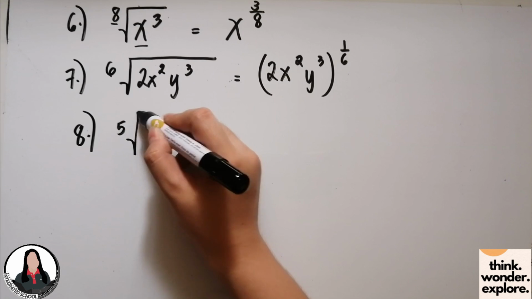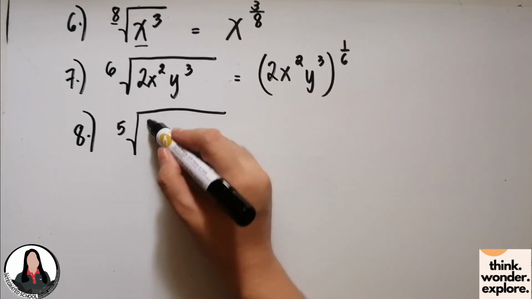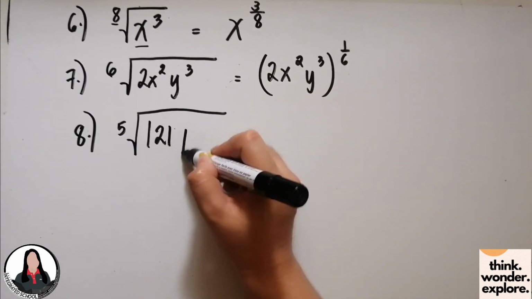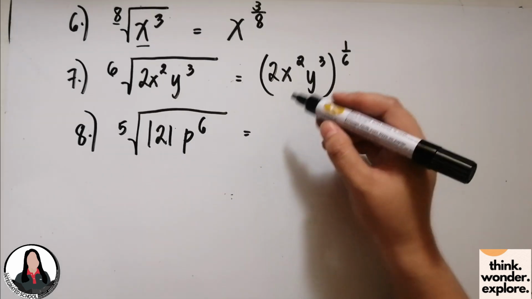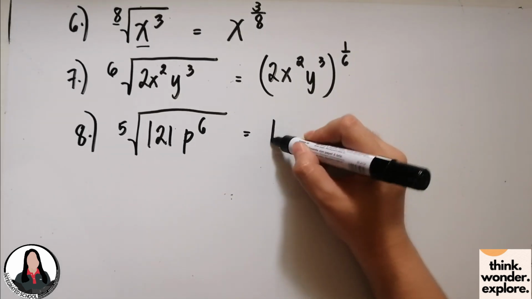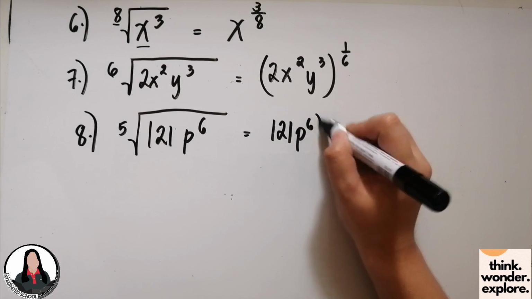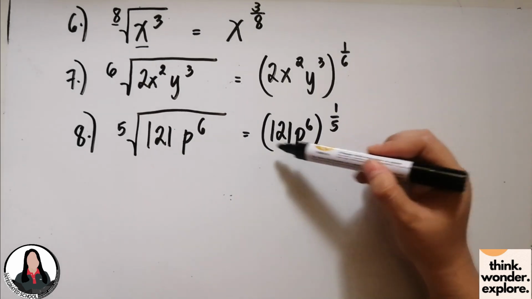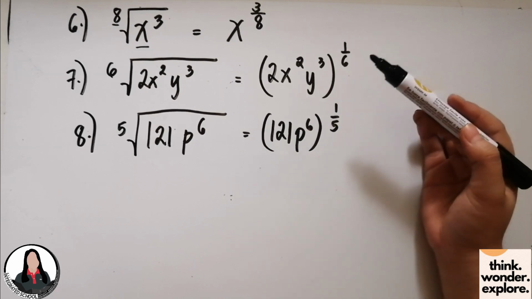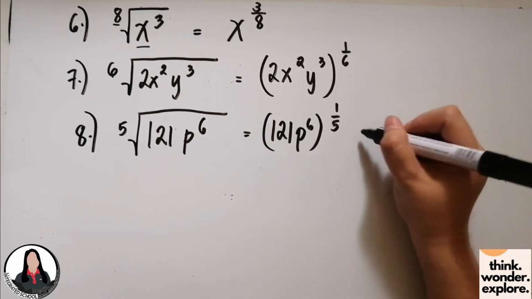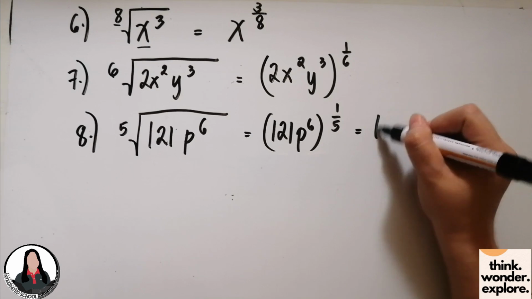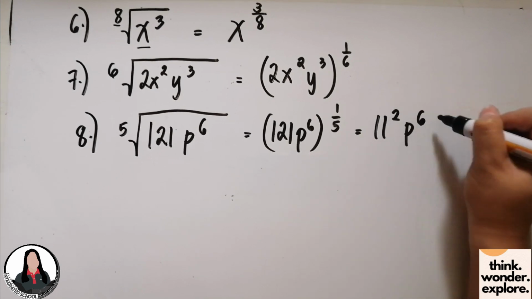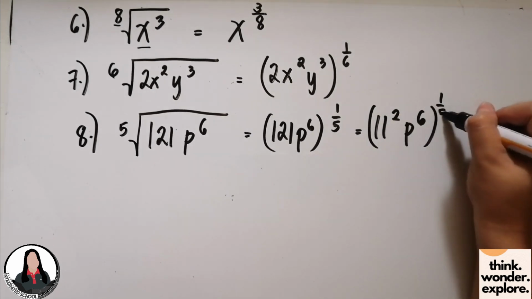Number 8. How about fifth root of 121 p raised to 6? So we can rewrite this as 121 p raised to 6 quantity raised to 1/5. However, mapapansin natin 121 is a perfect square. So pwede natin siyang isulat as 11 squared p raised to 6 quantity raised to 1/5.